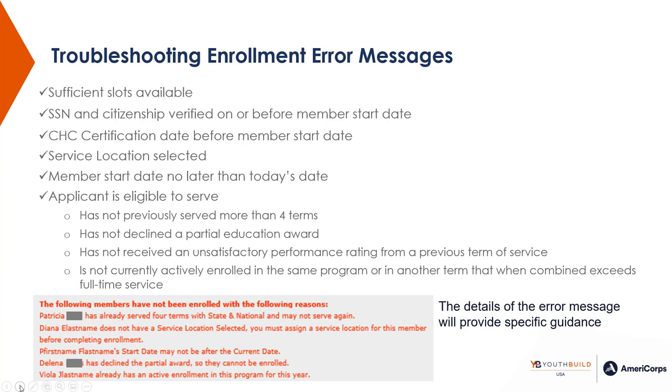And the applicant is eligible to serve, so they don't have any issues with serving more than 4 service terms. There's no issues around partial education awards. There's no issues about outstanding unsatisfactory performance from a previous term of service, and they are not currently enrolled in a same program or another program that would exceed full-time service.